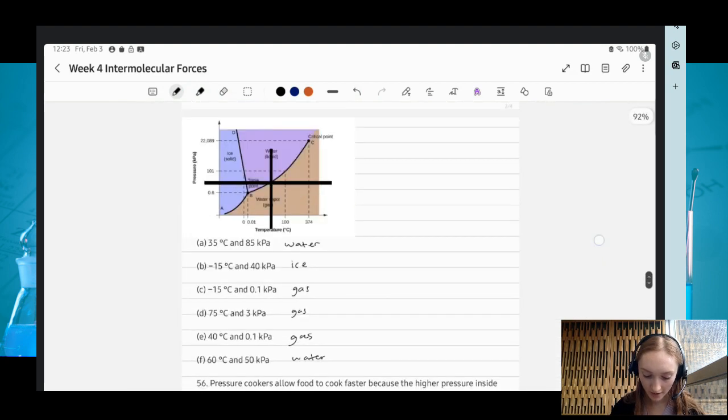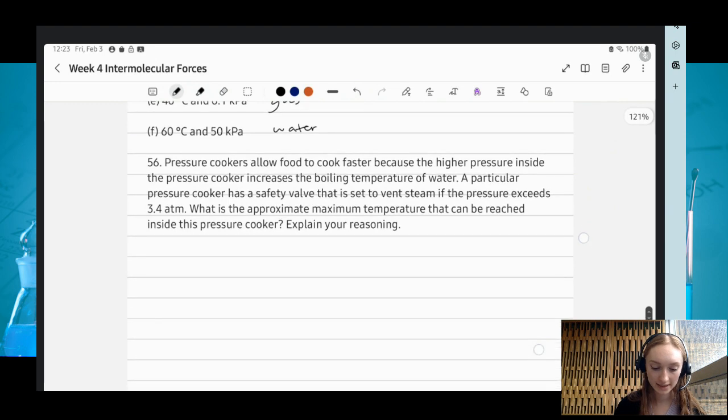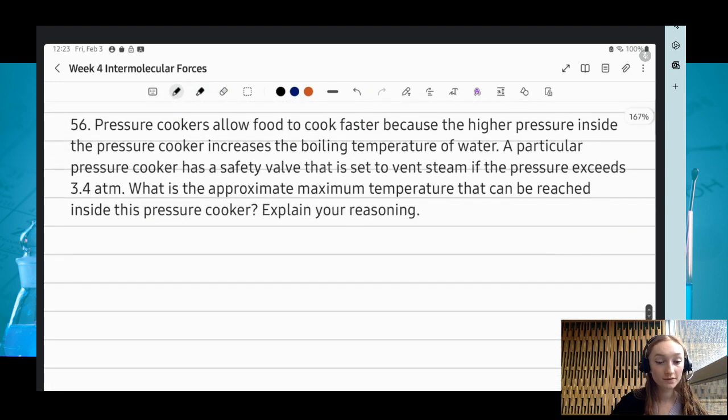So now let's move on to question 56. Okay, so question 56 actually has a little bit of calculations. It reads, pressure cookers allow food to cook faster because the higher pressure inside the pressure cooker increases the boiling temperature of water. A particular pressure cooker has a safety valve that is set to vent steam if the pressure exceeds 3.4 atmospheres. What is the approximate maximum temperature that can be reached inside this pressure cooker?